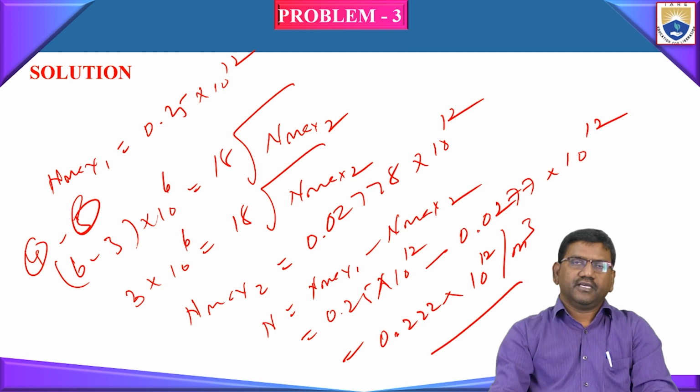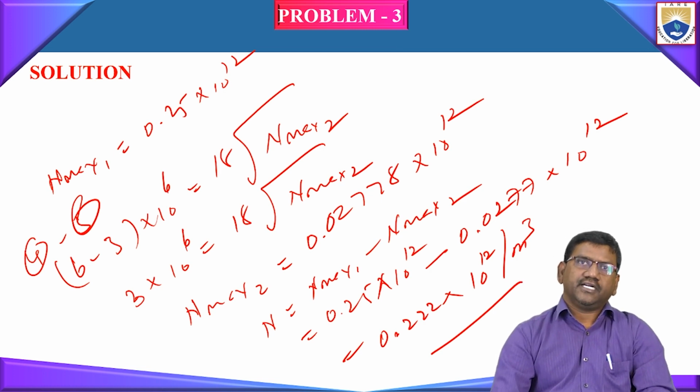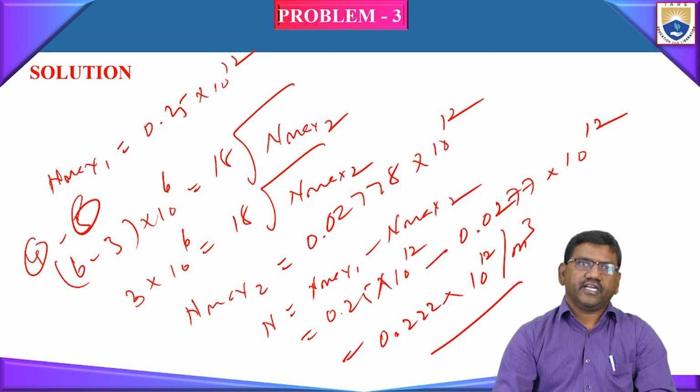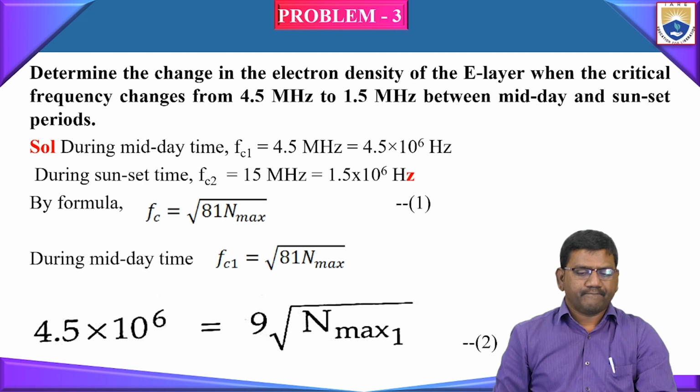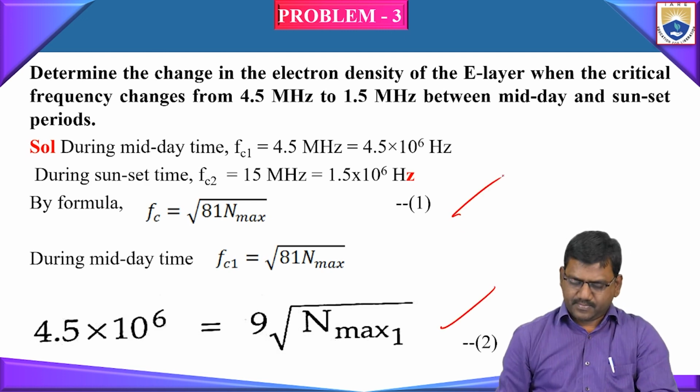So here what we have done, during the daytime and during the sunset, we determine two different values. One is n max 1, the electron density during the daytime, and n max 2, the electron density during the sunset, and the difference of these two n max values gives the change of density with respect to the frequencies varied from daytime to the sunset time. So this is the problem as per the data given.